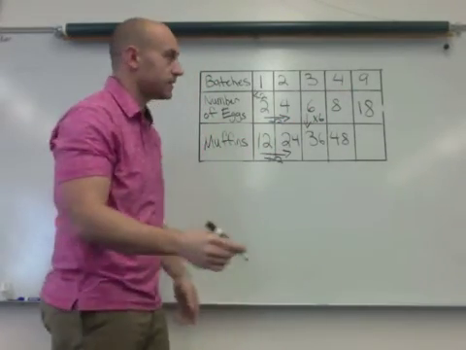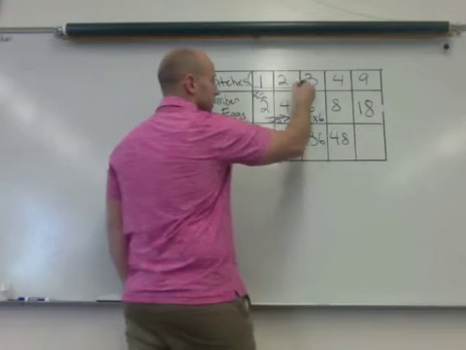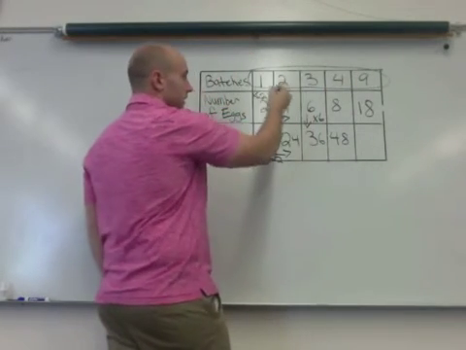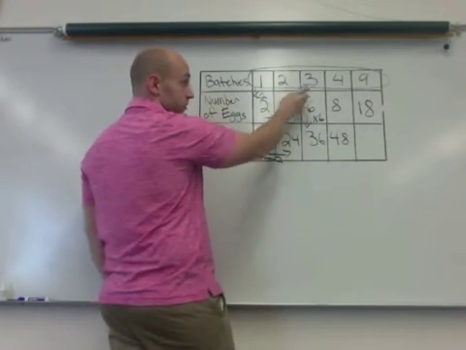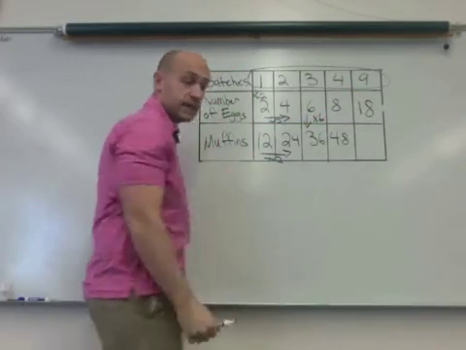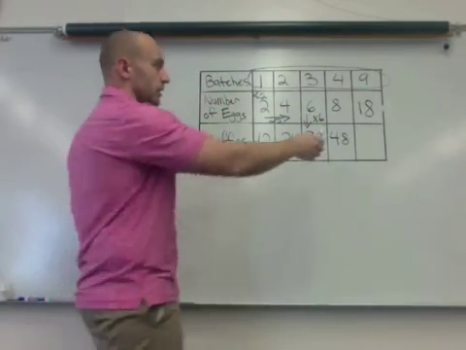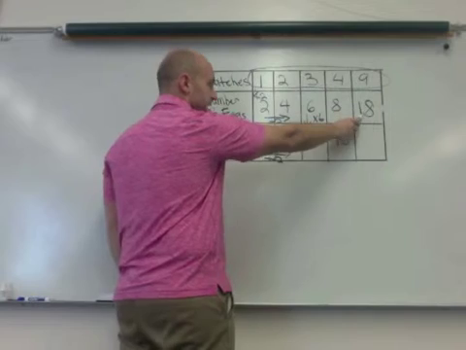Remember what we talked about in class. Be careful and pay attention to these numbers right here. Because look at this one. It says 1, 2, 3, 4, and it doesn't go to 5. It skips and goes to 9. Okay? So for 9 batches, you need 18 eggs.